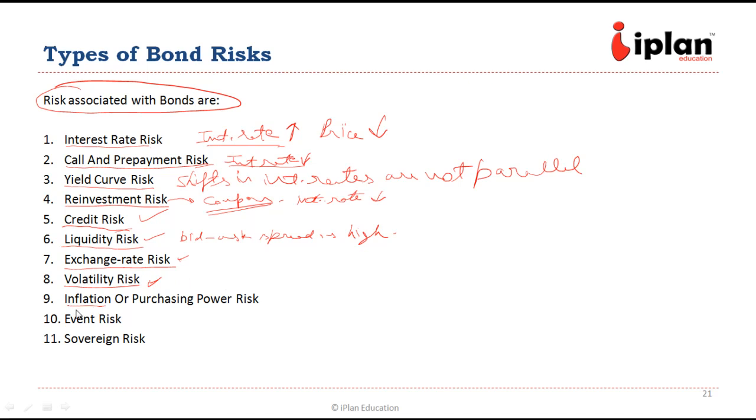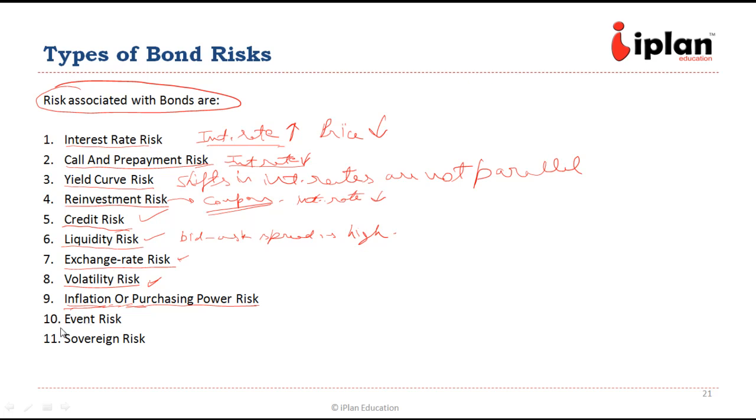Ninth is inflation or purchasing power risk. We already know this. If the inflation rate is much higher than the return which we are getting on our investment, on our bond, that means we are actually losing the value. So our purchasing power will fall if the interest rate is lower than the inflation. So if inflation suddenly rises, this is the risk associated with the bond. There are certain specific bonds which are inflation linked. There such risk does not exist. For every other bond, the risk will be there.